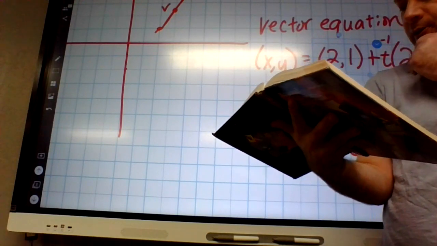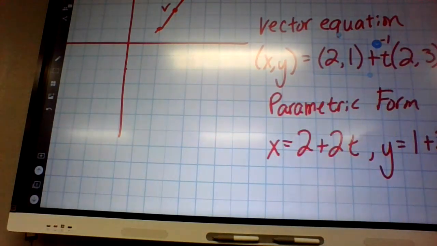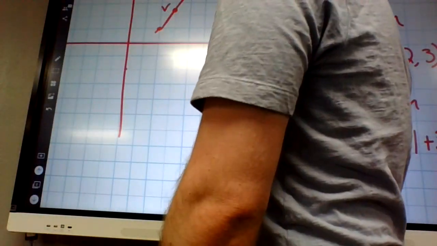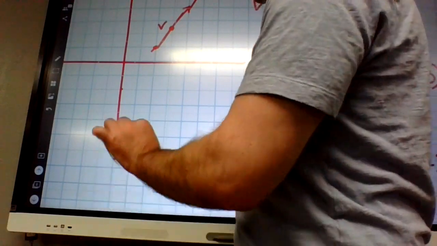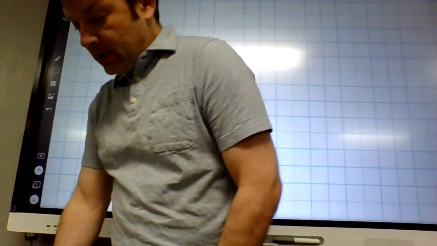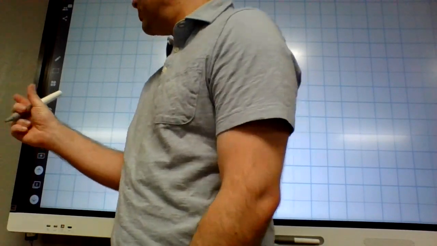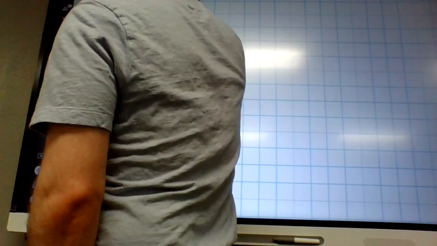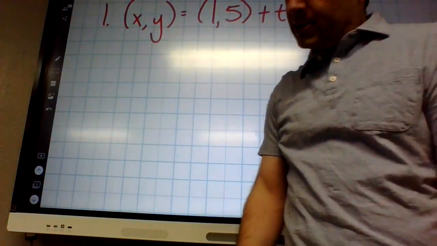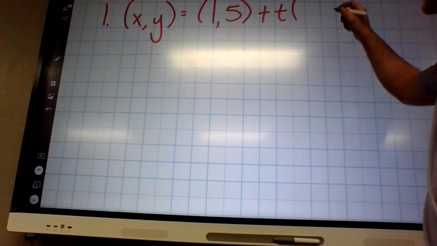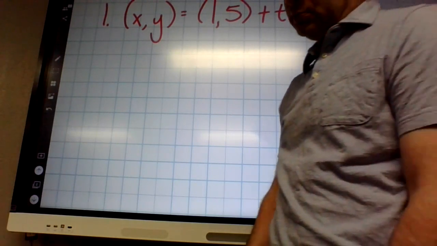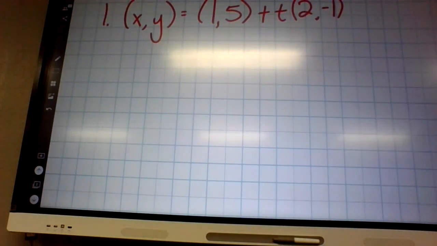Okay, so on number 1, the line is going through (1, 5) with the direction vector of <2, -1>. So we're using vectors to describe locations on lines, and using time as a variable. So (1, 5) we could use as our starting point. So we're going to put <x, y> equals <1, 5> plus t, and then the direction vector is <2, -1>. They're telling us what goes over here. Okay, that's the vector equation.